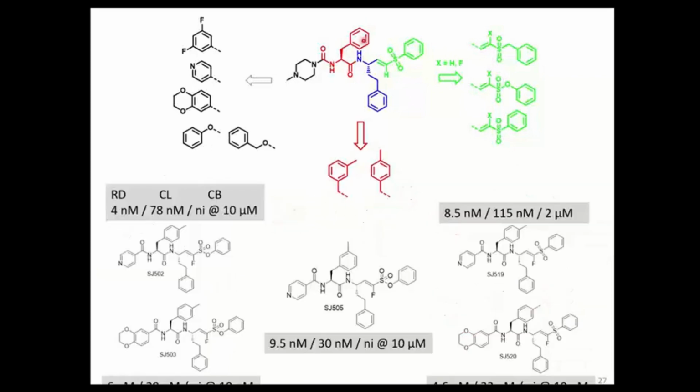One side to modify left, the red one here, the phenylalanine. The best modifications here turned out to be the methylation, either in meta or even better in para position. So as you see here, it's one of our best compounds, the SJ502. The potency could be improved to a Ki of around about 4 nanomolar, with up to 20-fold selectivity over the human cathepsin L and basically non-inhibition of Cat-B. And again, the vinyl sulfonate was the way to go.